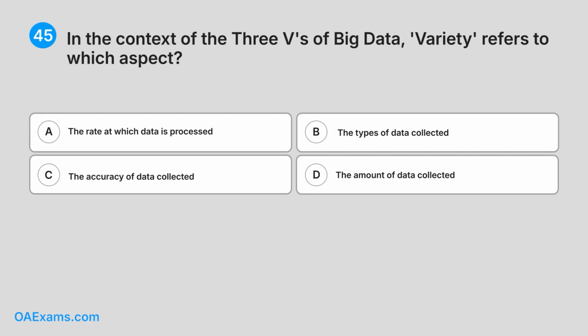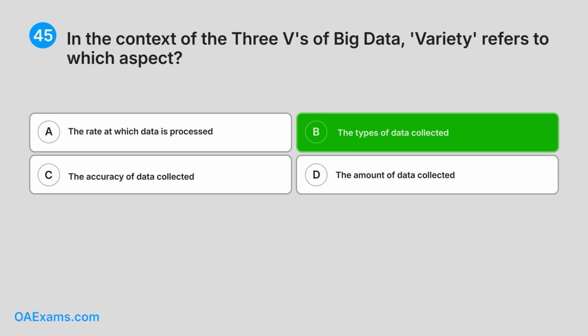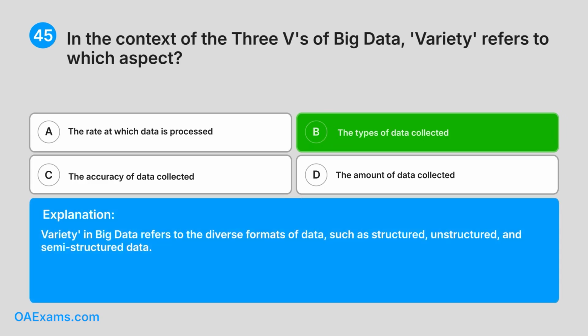Correct answer: B. The types of data collected. Explanation: Variety in big data refers to the diverse formats of data, such as structured, unstructured, and semi-structured data.